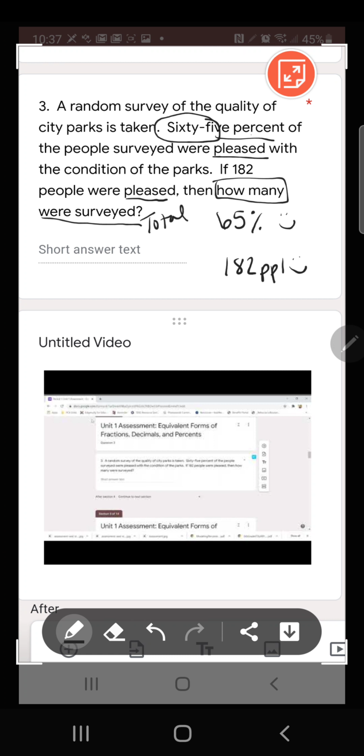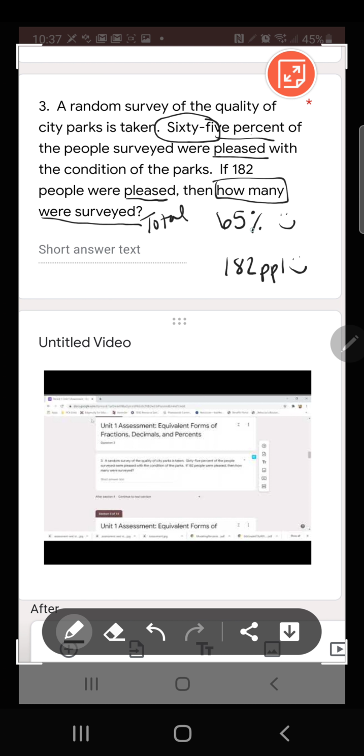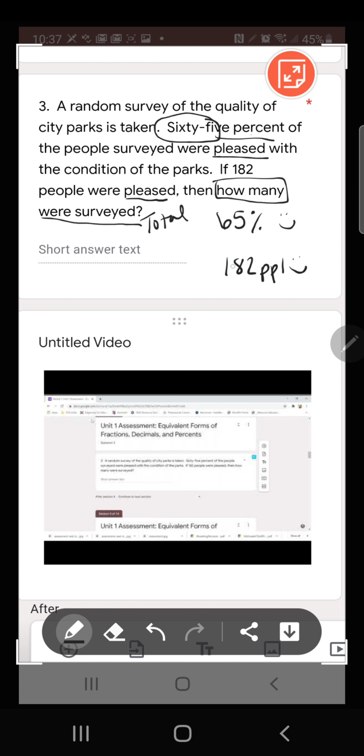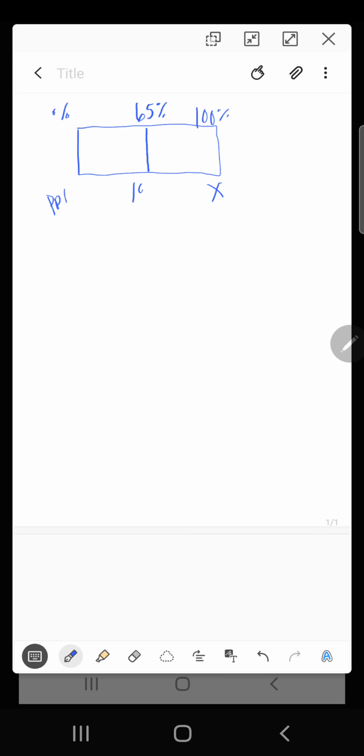I'm going to draw a picture to help me solve this real fast. So I'm going to draw my strip diagram. You're looking for your total, and this is talking about the number of people, and this is talking about my percent. So the total represents 100%. Well, if we go back to the question, it says that 65% were pleased, which is equivalent to 182 people. So I'm going to put it as 65%, which is equal to 182 people. Okay, and I'm looking for that total.